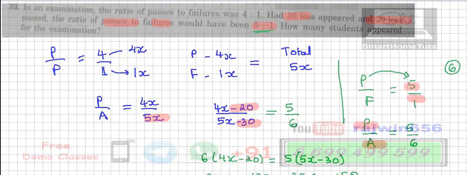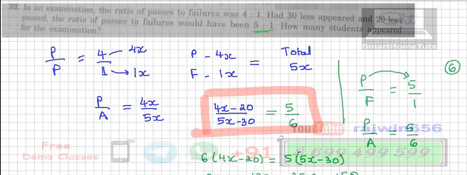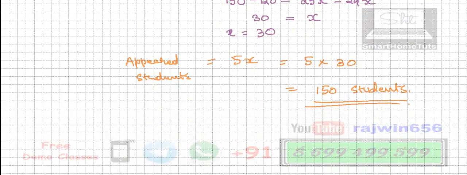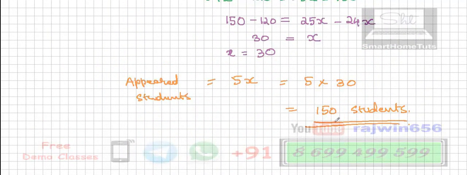So pass is to appeared. Appeared, this part is going to become 5 plus 1, 6 parts. So pass upon appeared is going to become 5 upon 6. This is the ratio that we are taking. I'm going to get a simple equation. I'll solve that equation and get the value of x. But the total number of students appeared is 5x. So I'm going to finally multiply that by 5, which is in the last part over here.